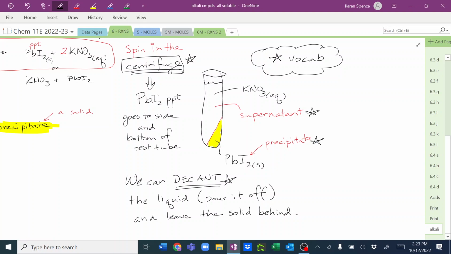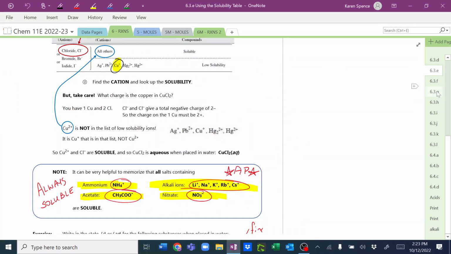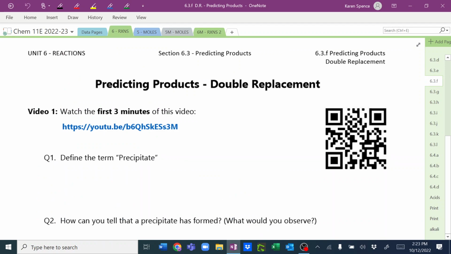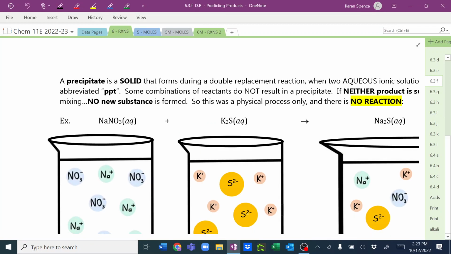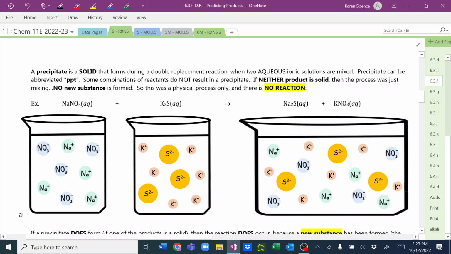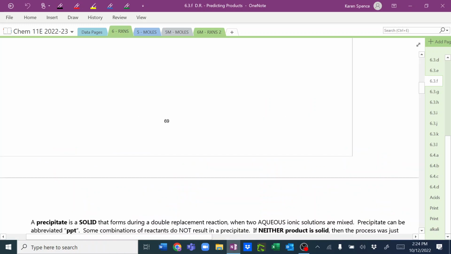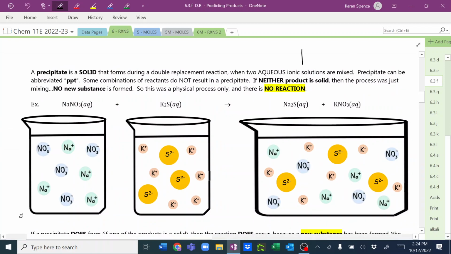All right, so here we have our precipitate and our decanting, and now we are going to go back to 6.3F. We're going to take a look at this because did you guys understand what was going on in these diagrams? There are three different situations you can have. This is page 70. Situation number one, no reaction.